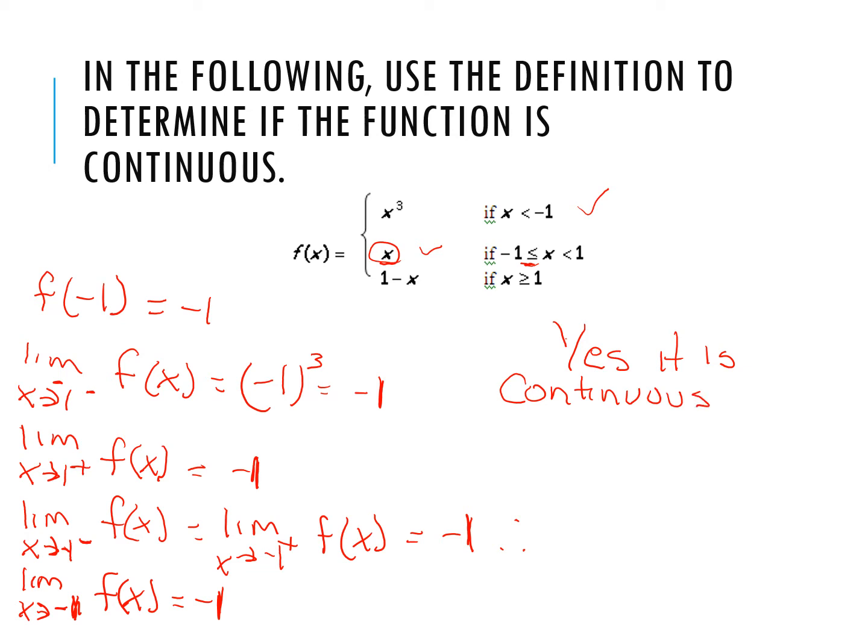So it's continuous because the limit as x approaches negative 1 of f of x is equal to f of negative 1, which is equal to negative 1. And so therefore it is continuous.